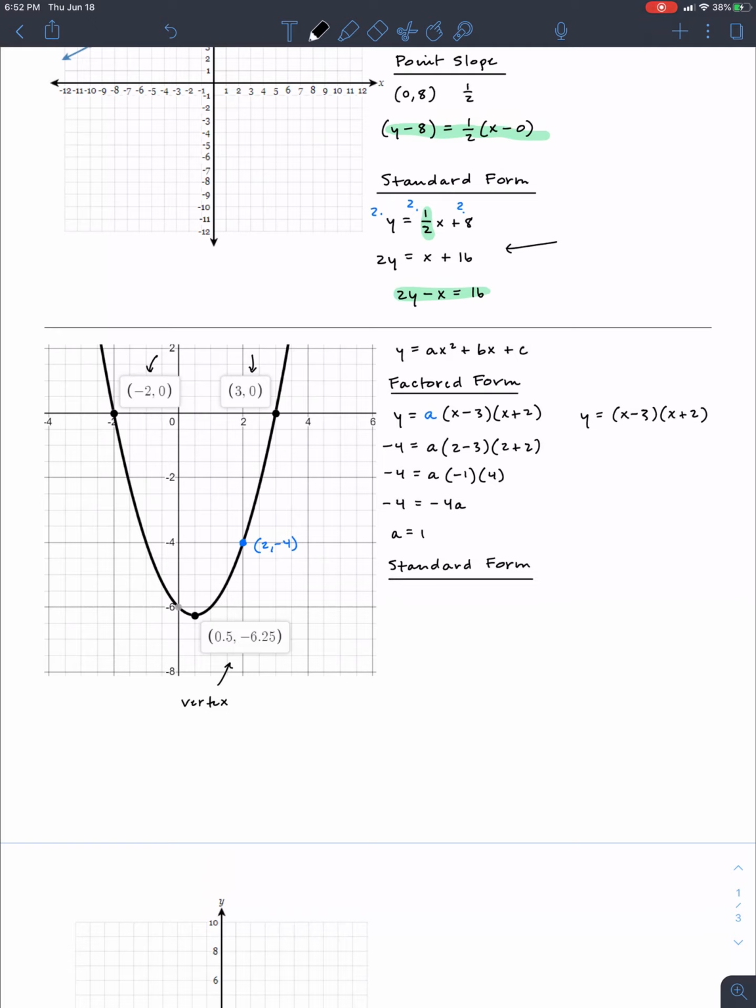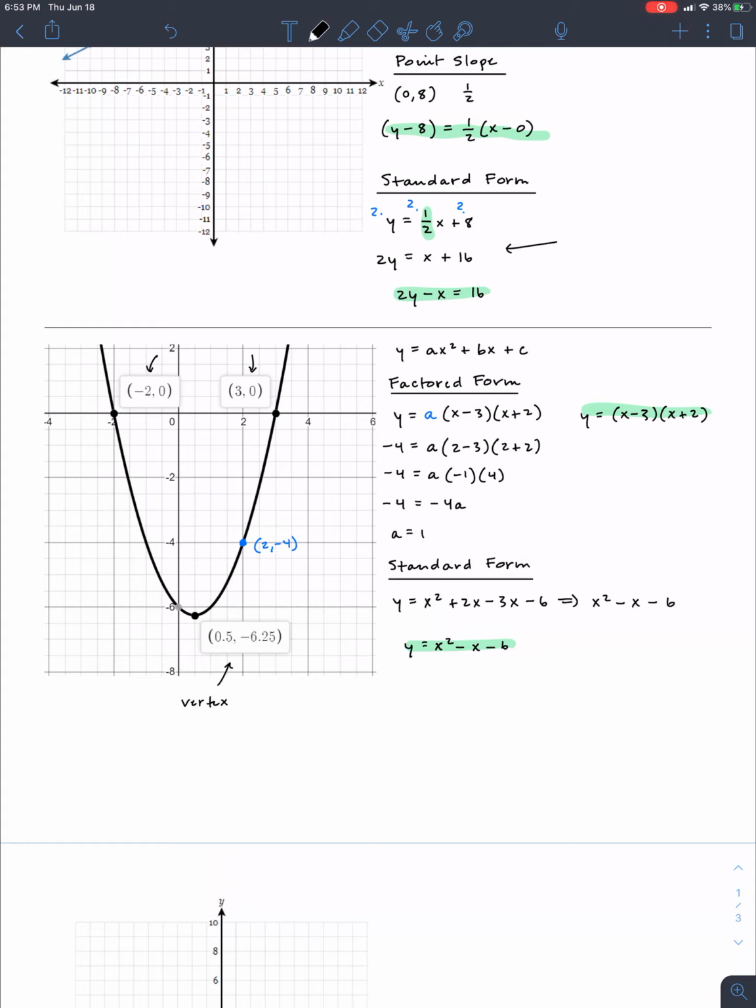And when I distribute, we end up with y is equal to x squared plus 2x minus 3x minus 6, or x squared minus x minus 6. All right, so there's our standard form. And we also have our vertex form. So far, this thing is equivalent to this thing.